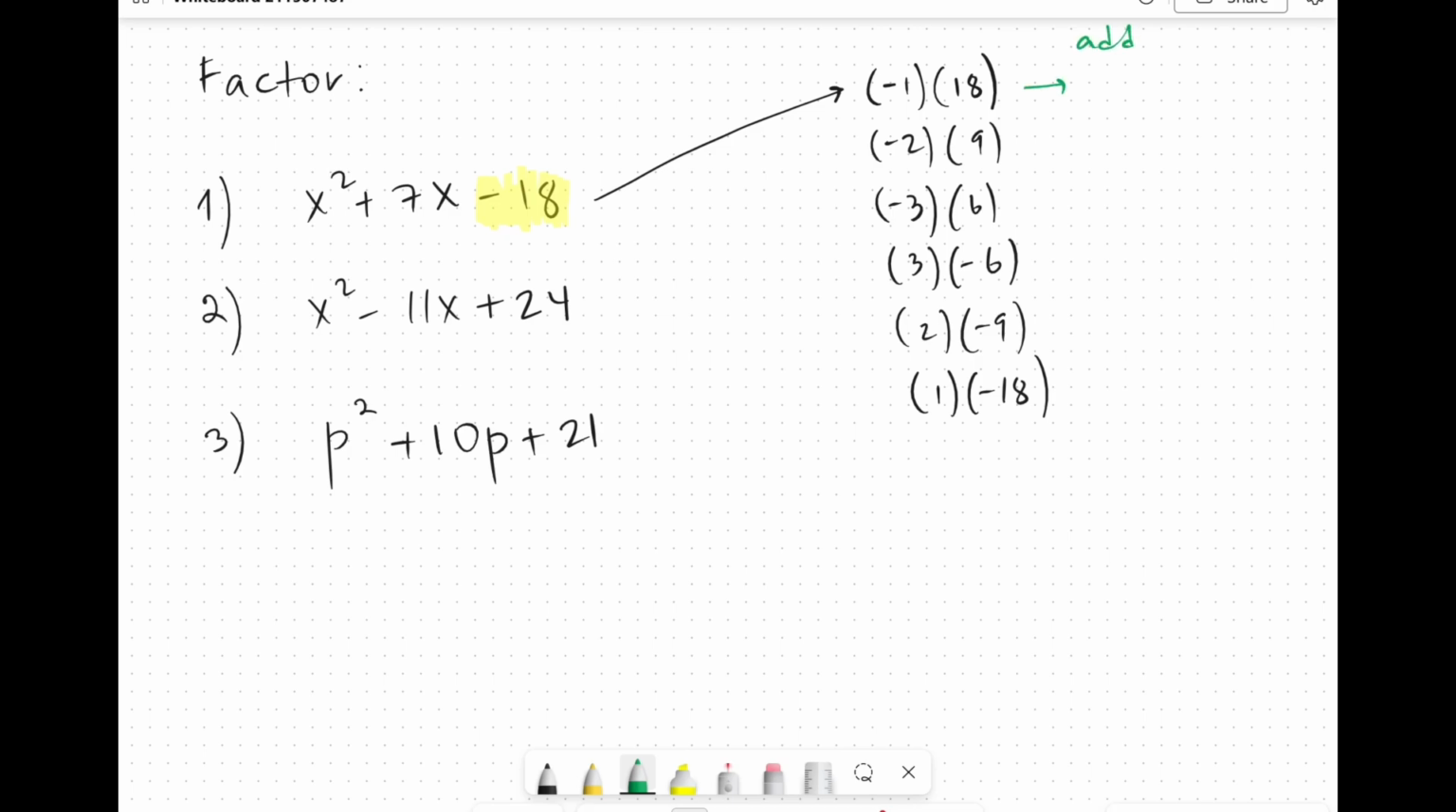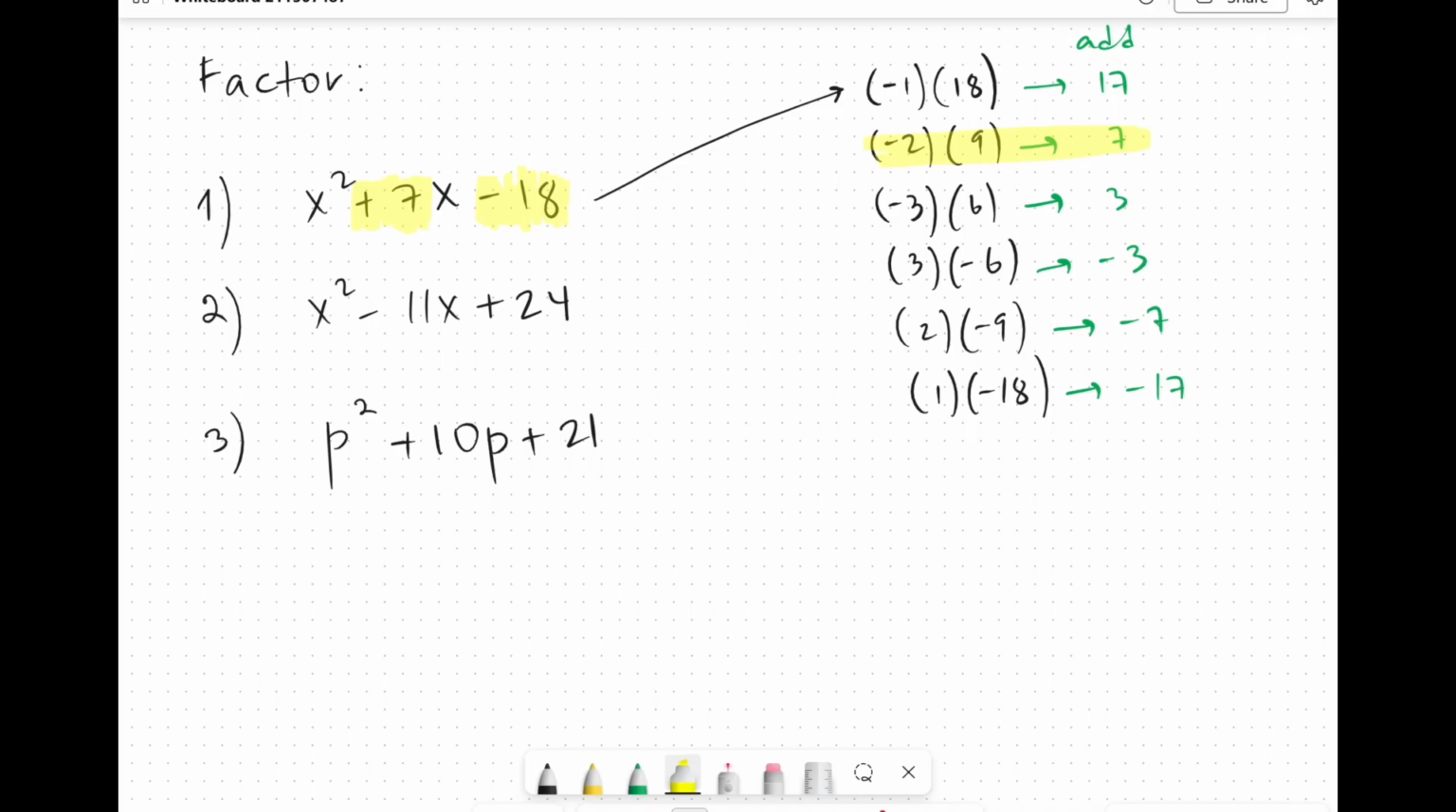So negative 1 and 18 will add to 17. These two numbers add to 7. These two numbers add to positive 3, negative 3, negative 7, and negative 17. So what we have to pick out of my 6 pairs of numbers is the pair that not only multiplies to negative 18, which we know all of our 6 pairs do, but also adds to the number in the middle. Our number is positive 7. So that means the pair that we need is right here, the negative 2 and positive 9.